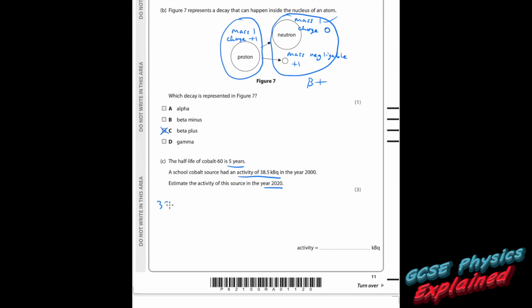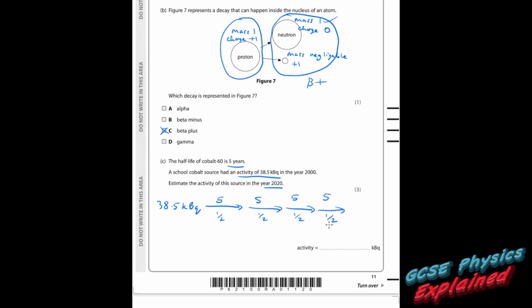So we've got 38.5 kilobecquerels, that's the activity at first. 5 years later, it's going to half. And then 5 years later, it's going to half again. Another 5 years, it'll half again. And then another 5 years, it'll half again. So it's basically going to half 4 times.